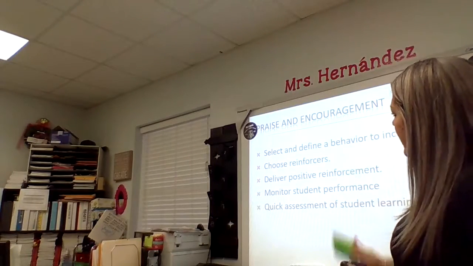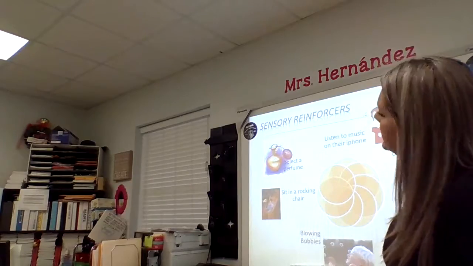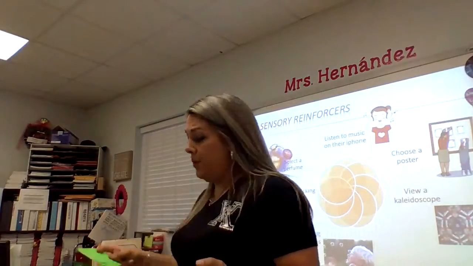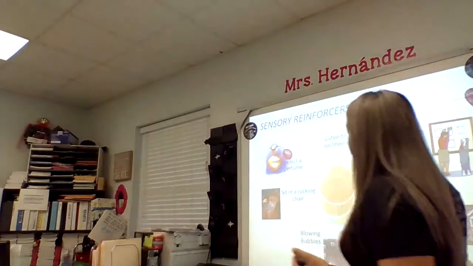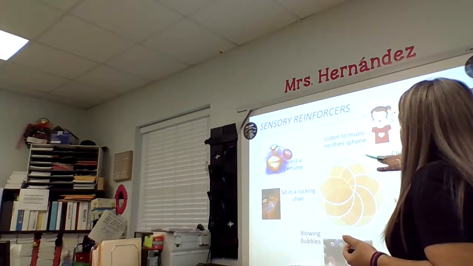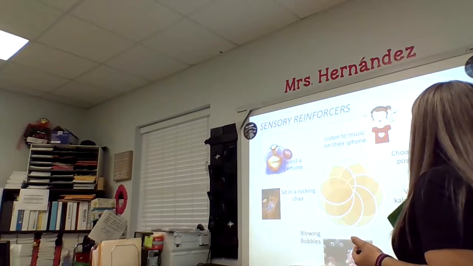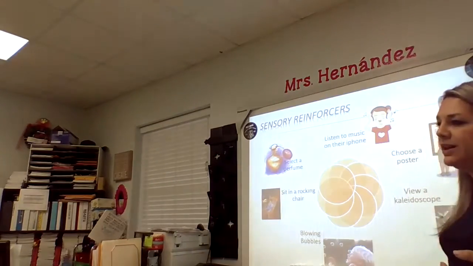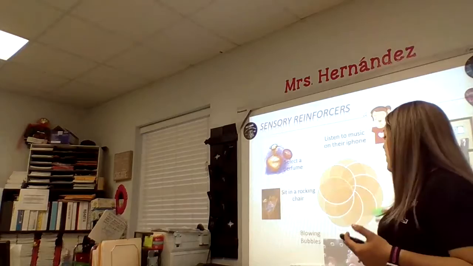So once we've got that, we are going to be able to give them reinforcers or ways that we can help them or praise them, right? This is based on sensory, so based on hearing, sense, smell. We've got a couple different things here. Sensory: we've got listening to music on your iPhone, letting them choose a poster, something they can see. In the lower grades, you might let them view the kaleidoscope or blow bubbles.